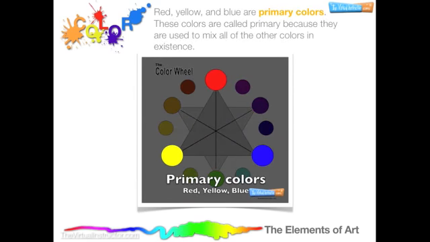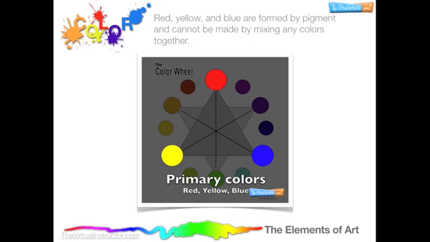Red, yellow, and blue are considered primary colors. These colors are called primary because they are used to mix all of the other colors in existence. Red, yellow, and blue are formed by pigment, and therefore cannot be made by mixing any 2 colors together.